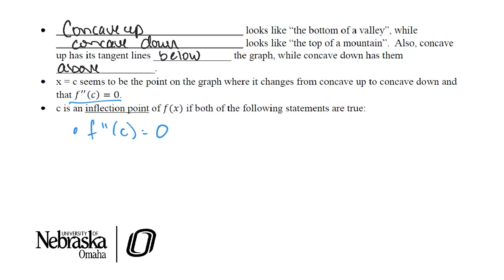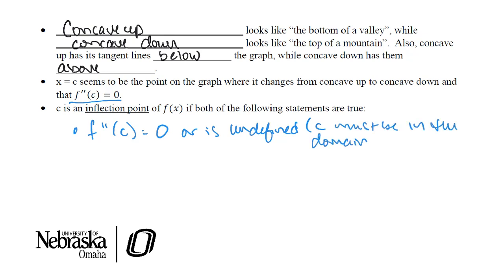Or, like our previous critical points, is undefined. Notice that c must be in the domain, just like before when we're looking at our first derivative for the change of slope. And also, c would be where the concavity changes. If you can read my writing, c is where the concavity changes, as we saw in the graph. True.